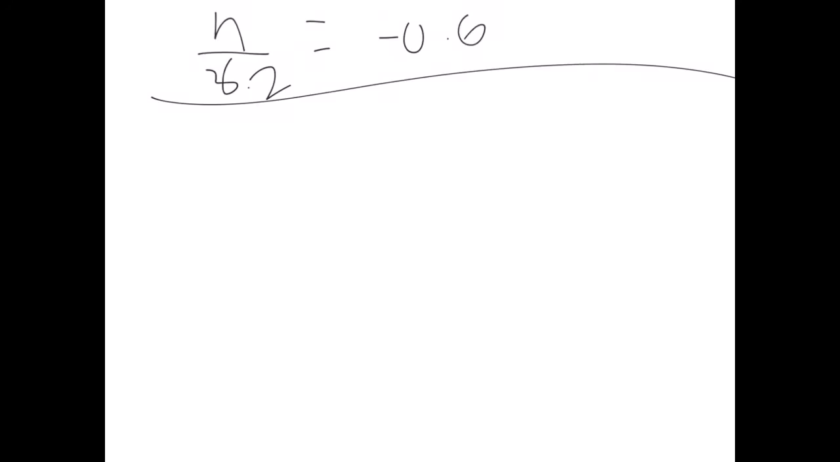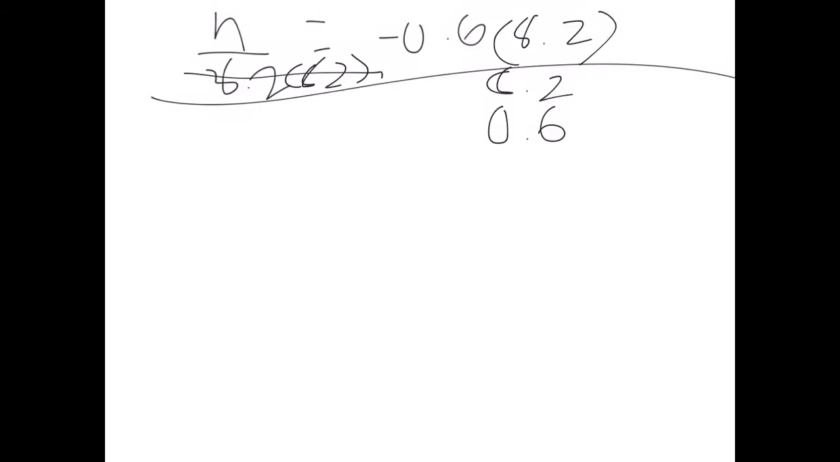This is how to solve equations using division. So to cancel out 8.2, what you do is you multiply it by 8.2. So it cancels out, and we multiply it by 8.2. Okay, so now we multiply negative 0.6 times 8.2, and then it's a negative.